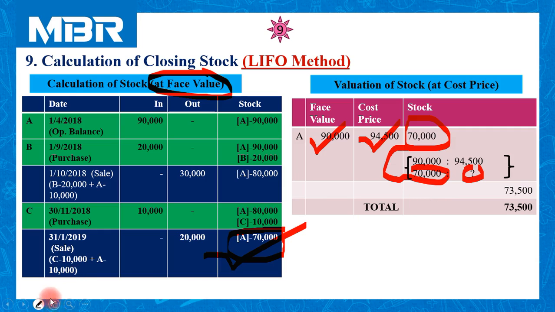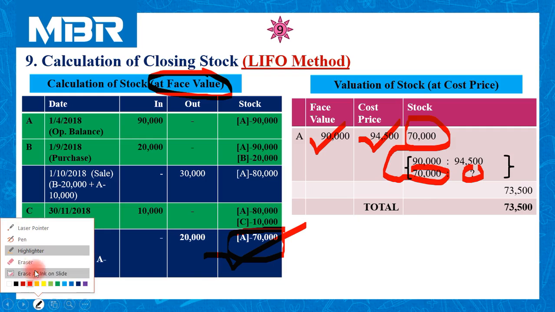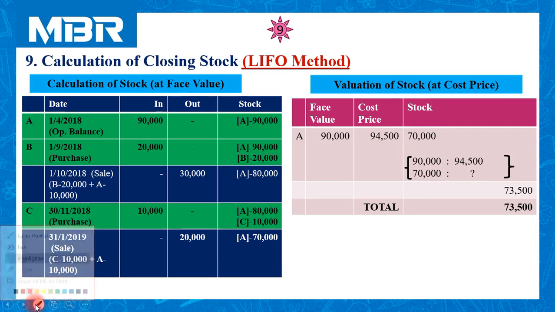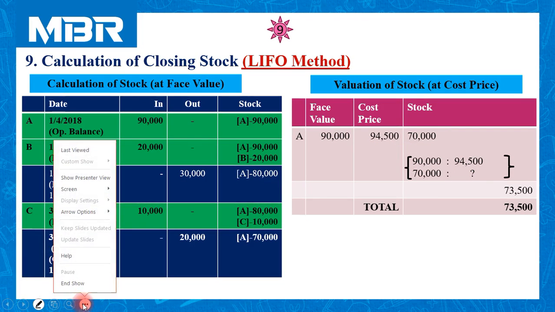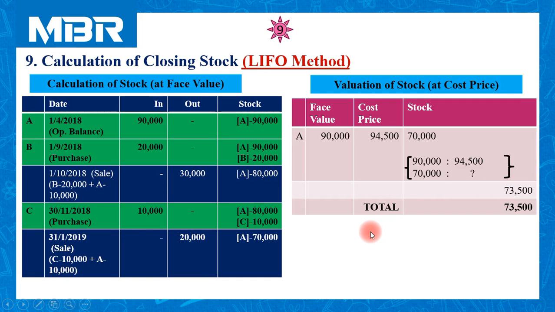So total inventory 73,500. Why is it the total inventory? Because from the second purchase, that is B, and the third purchase, that is C, nothing is available to us in closing stock. So as closing stock is 0 for purchase B and purchase C, we need not evaluate B and C. The entire stock of rupees 70,000 is left with us from purchase A, or say opening stock.